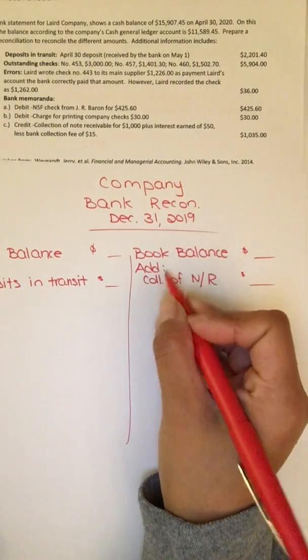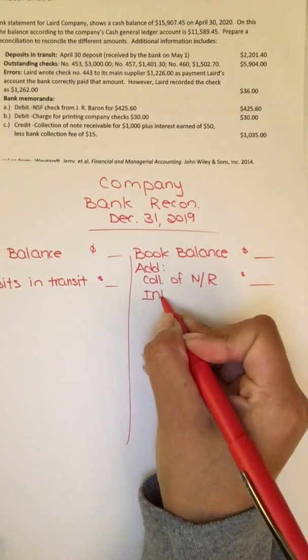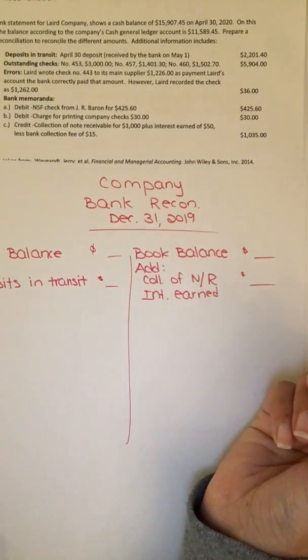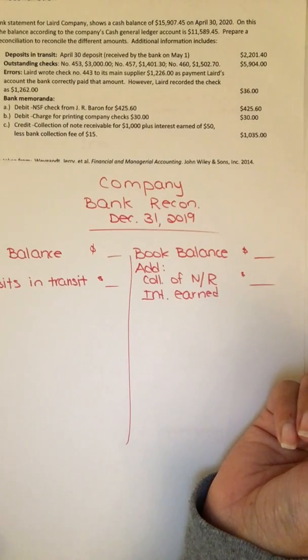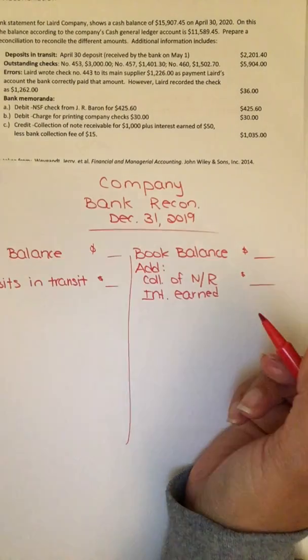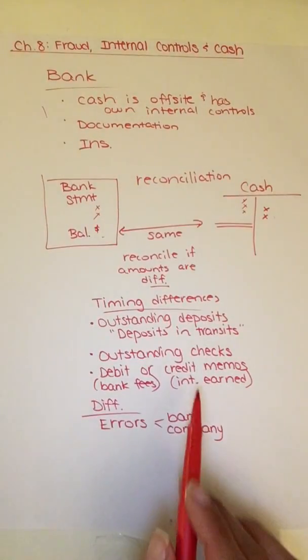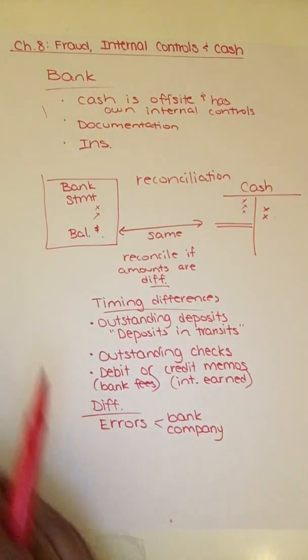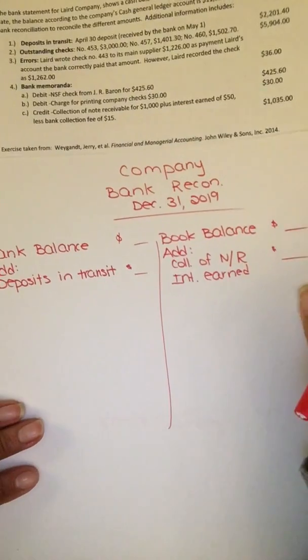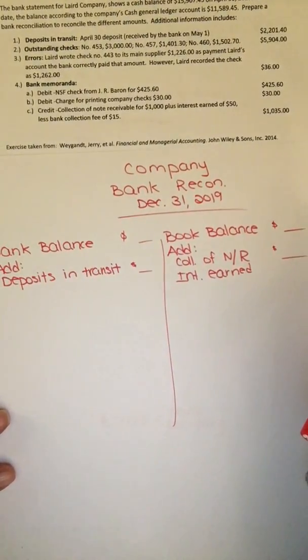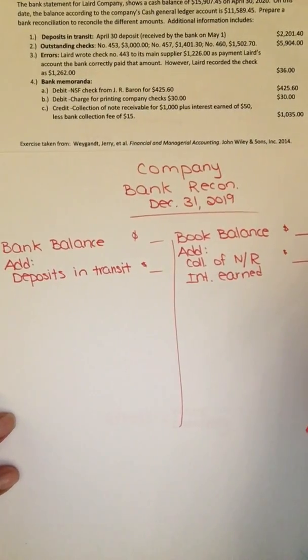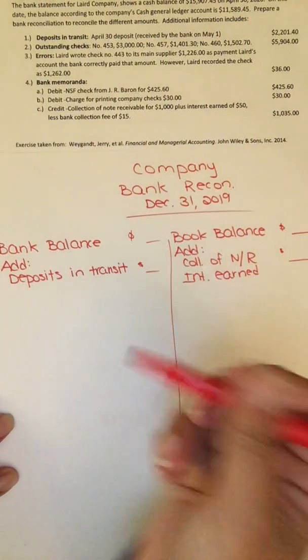Other common items that are added to the book balance, interest earned. And of course, this would be communicated by the bank to the company in the form of credit memos that we were talking about earlier. I'll refresh our memory. We talked about credit memos being for items such as interest earned, like we just talked about. Alrighty, after we have those items, we're going to look at common items that are subtracted.